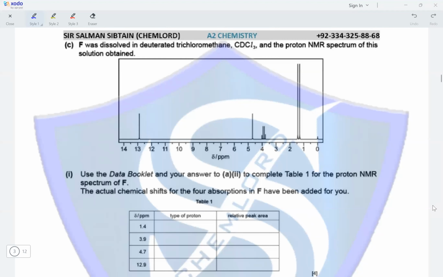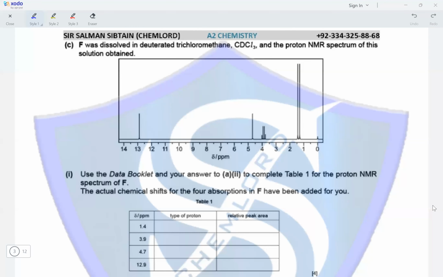F was dissolved in deuterated trichloromethane, CDCl3, and the proton NMR spectrum of this solution obtained. Use the data booklet and your answers to A2, which is the molecular formula C3H6O3, to complete Table 1 for the proton NMR spectrum of F. The actual chemical shift for the 4 absorptions in F has been added for you.